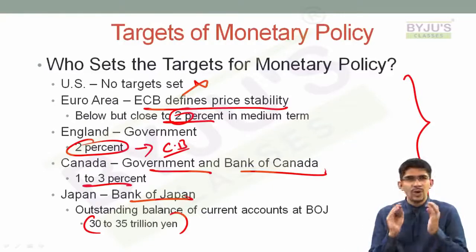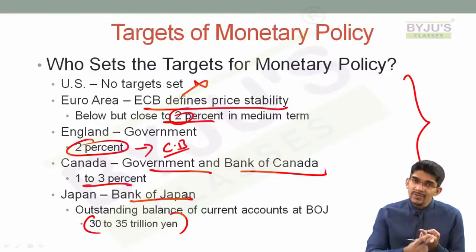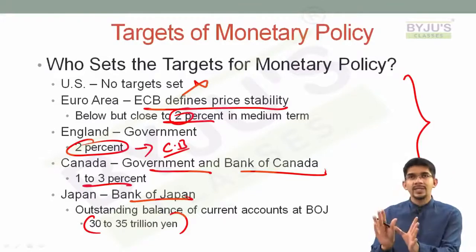So as we can see, there is no hard and fast rule. The important rule seems to be independence has to be maintained. Accountability has to be maintained. Independence will be maintained by reducing government interference. Accountability can be maintained by giving clear targets.